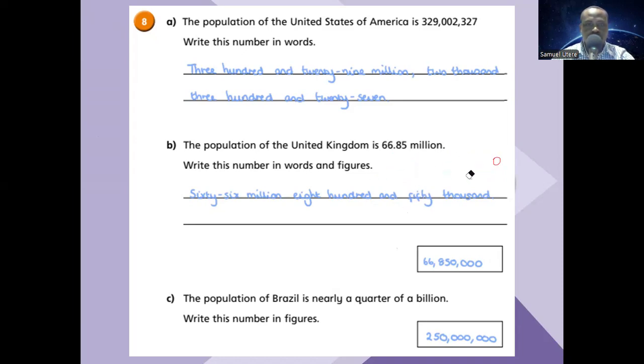Okay, and the last one, you're told the population of Brazil is nearly 250 million. Write these numbers in figures. So if you have 250 million, you can see it there, 250 followed by 6 digits. Okay, let's move on.